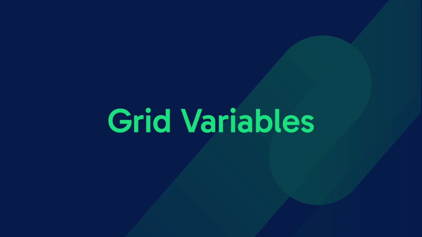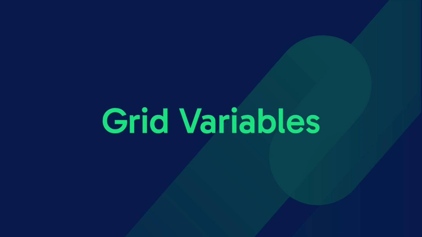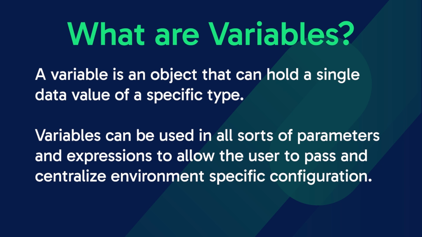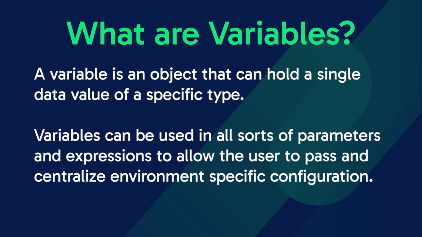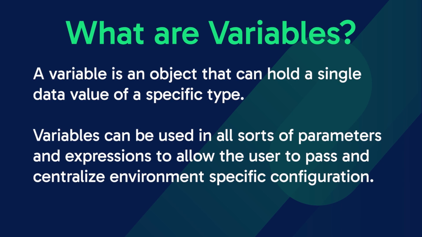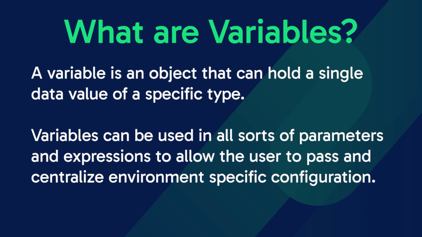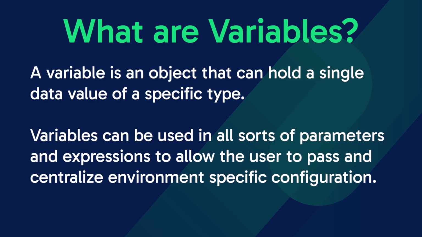In this video, we'll be exploring grid variables in Matillion ETL, how they work, and how to set them up in a job. A variable is an object that can hold a single data value of a specific type. Variables can be used in all sorts of parameters and expressions to allow the user to pass and centralize environment-specific configuration.